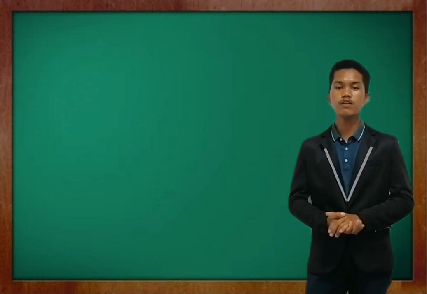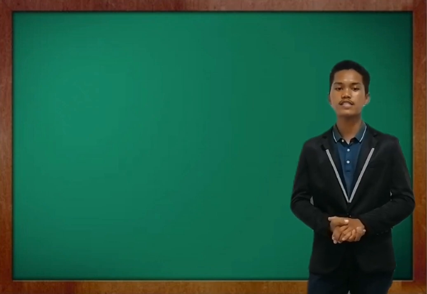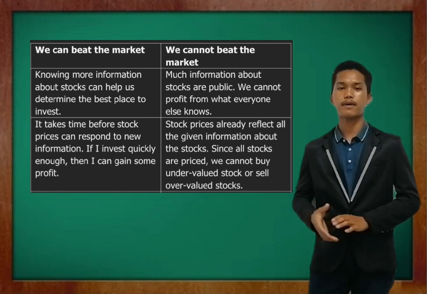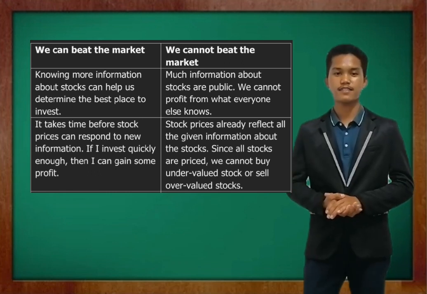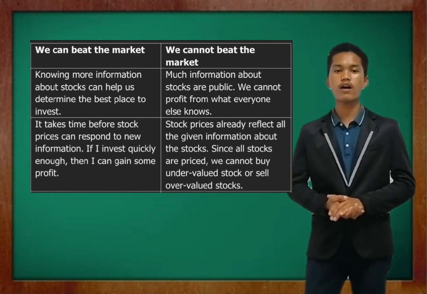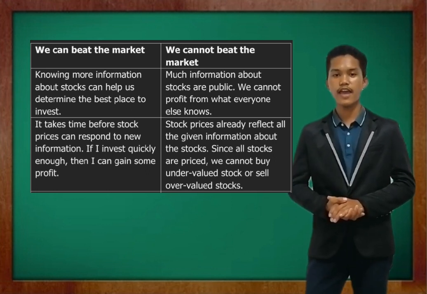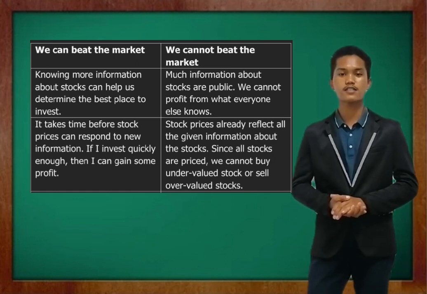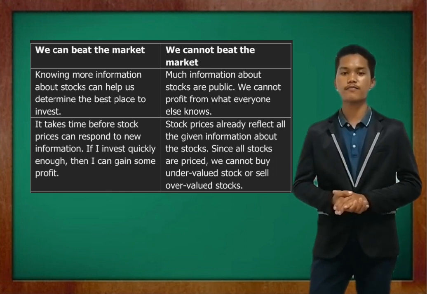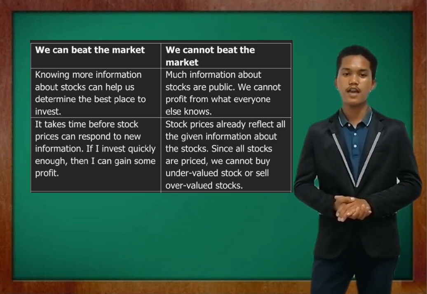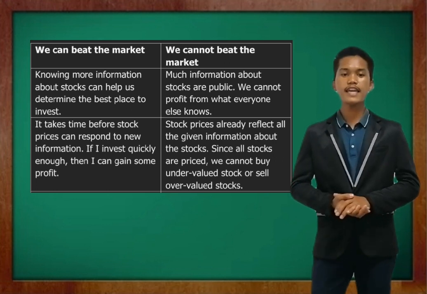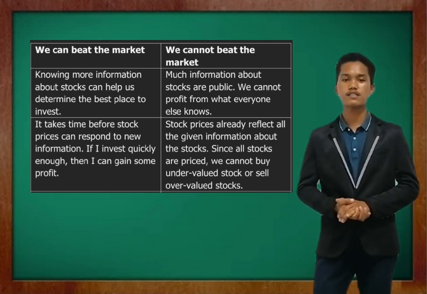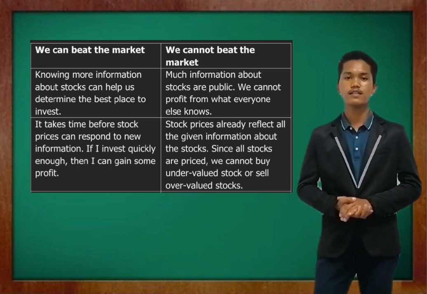And now, we move forward to our last topic, which is whether we can or cannot beat the market. We can beat the market. The first one is knowing more information about a stock can help us to determine the best place to invest. Then, in we cannot beat the market, much information about stocks is public. We cannot profit from what everyone else knows. Then, in we can beat the market, it takes time before stock prices can respond to new information. If I invest quickly enough, then I can gain some profit.